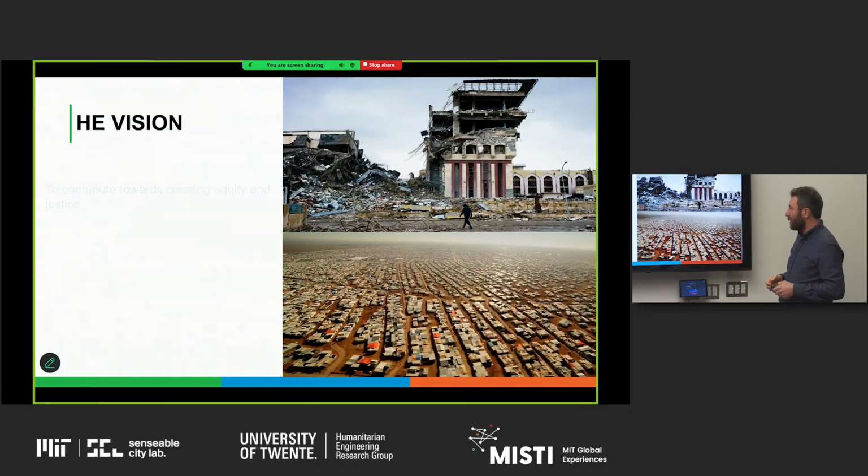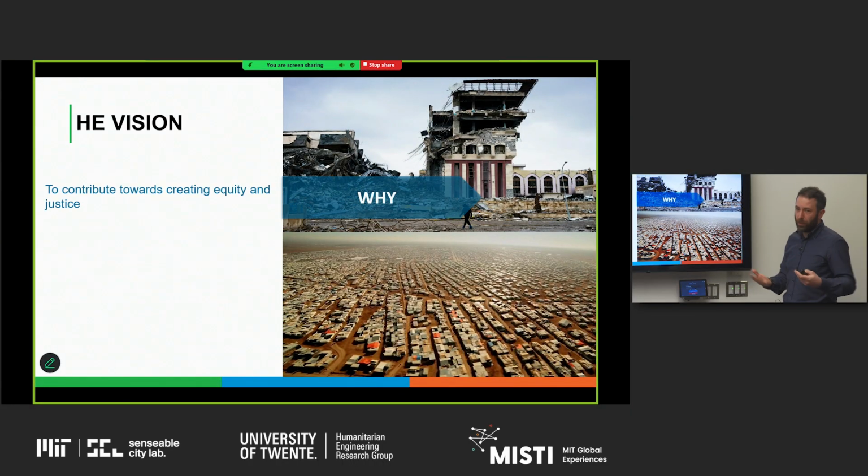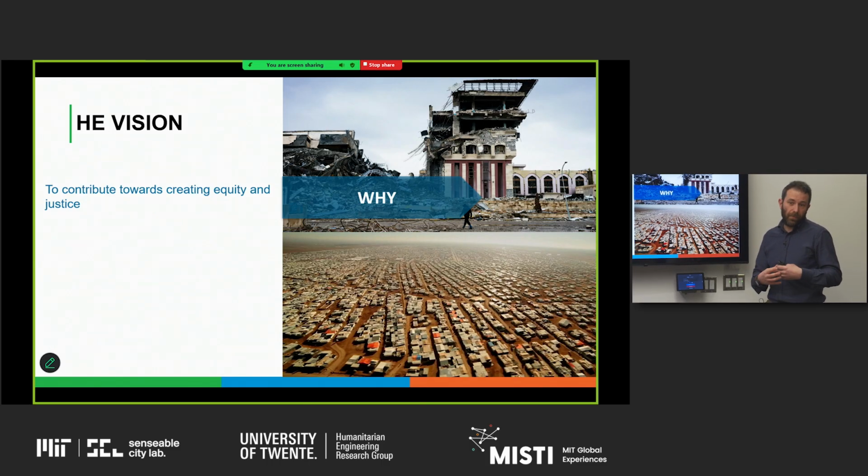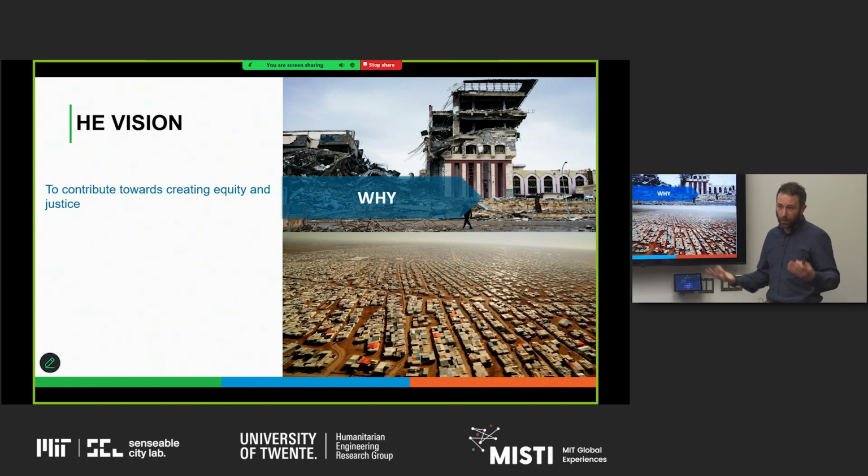Okay, the vision that we had when we were asked by the faculty to start this research group is basically why we should have a group on humanitarian engineering in the first place, why it's important to do research in that field. So we would like to contribute towards creating equity and justice, basically, in the Netherlands, in Europe, and in the world, of course. Our focus is toward underserved communities, and it goes without saying there are some places in the world that have more and some others with less, so to speak. But we also have a lot of projects in the Netherlands as well.